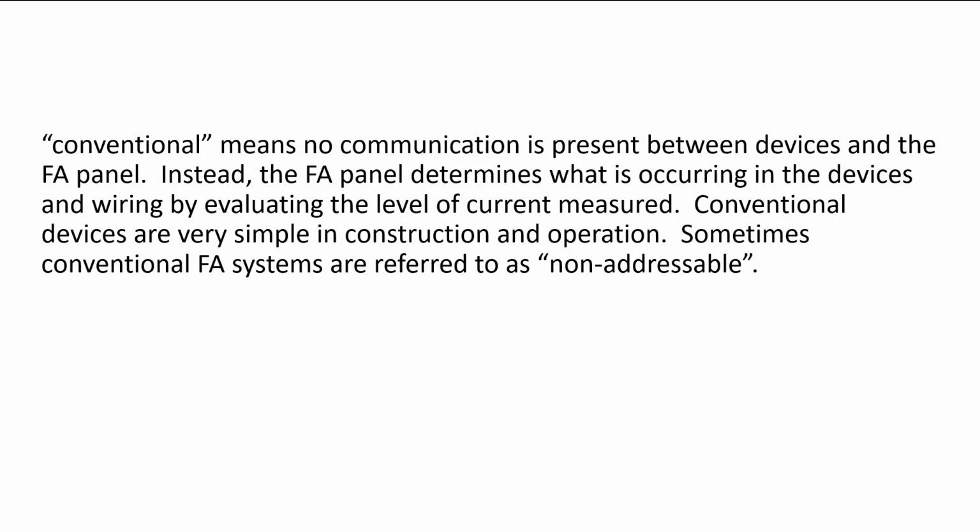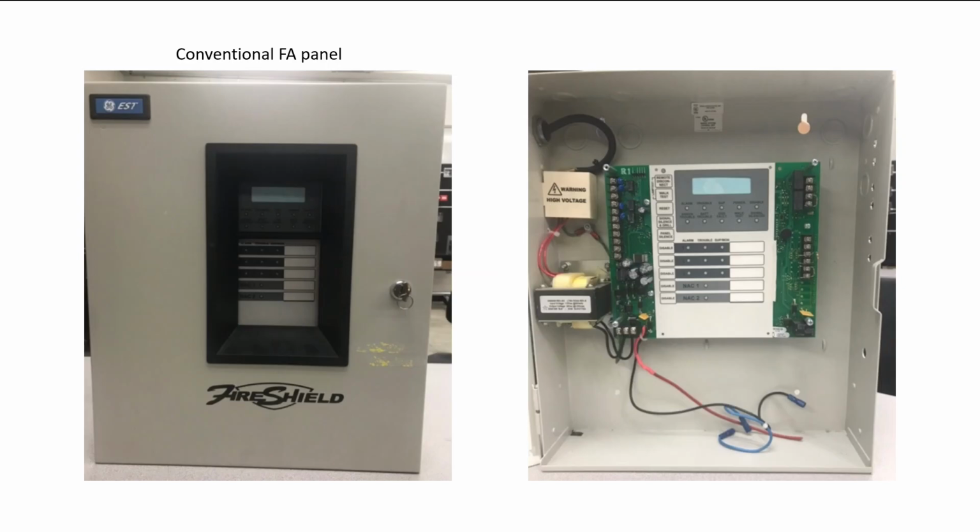Conventional devices are very simple in construction and operation. Sometimes conventional fire alarm systems are referred to as non-addressable. Here's an example of a conventional fire alarm panel. They're usually fairly small, with a limited number of interactive push buttons on the front for navigation within menus, and often many of them are not even programmable. At the bottom would have been where the battery pack is located. This one happens to be removed.